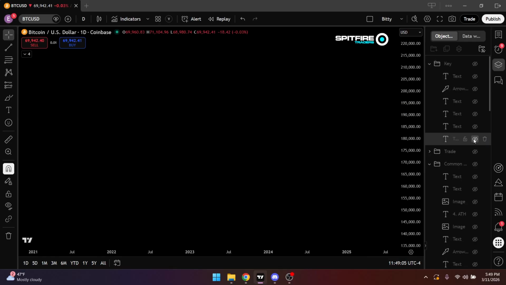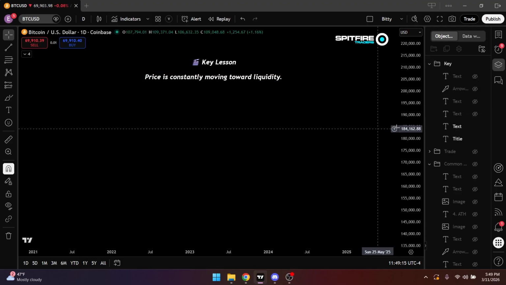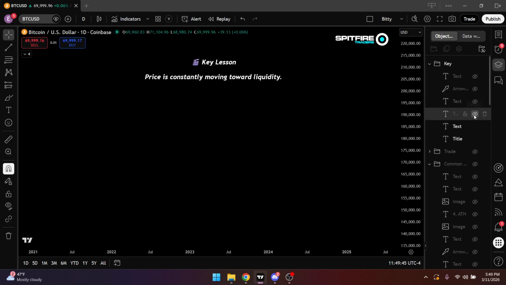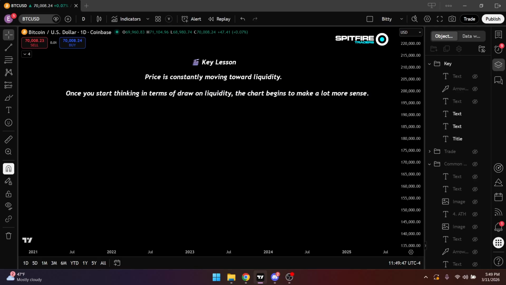So the key takeaway from today's lesson is that the market doesn't move randomly. Price is constantly moving toward liquidity. Understanding where liquidity sits on the chart helps you anticipate where the market may be drawn next. And when that liquidity is taken, patterns like swing failure pattern can give you clues about whether the market is rejecting that level or preparing to move toward the next pool of liquidity. Once you start thinking in terms of draw on liquidity, the chart begins to make a lot more sense.